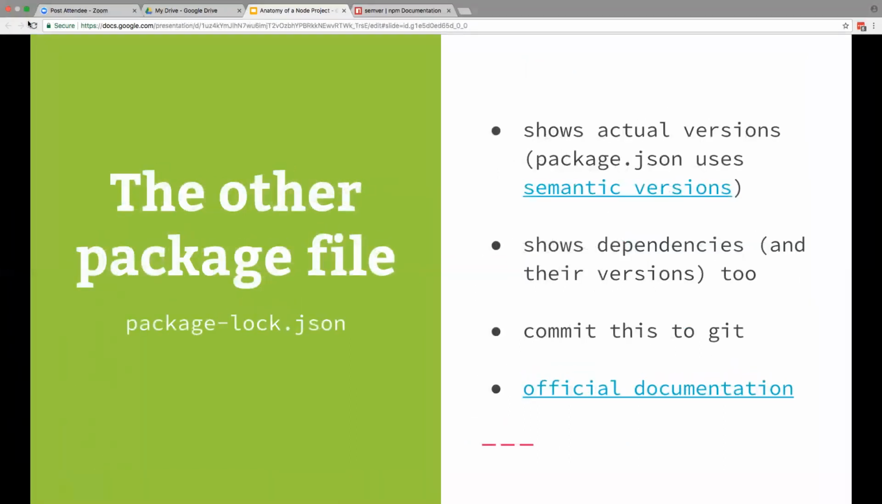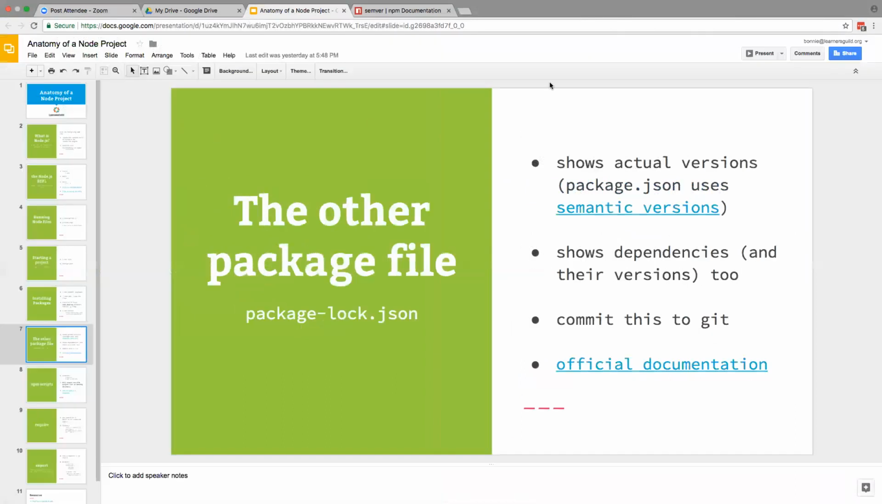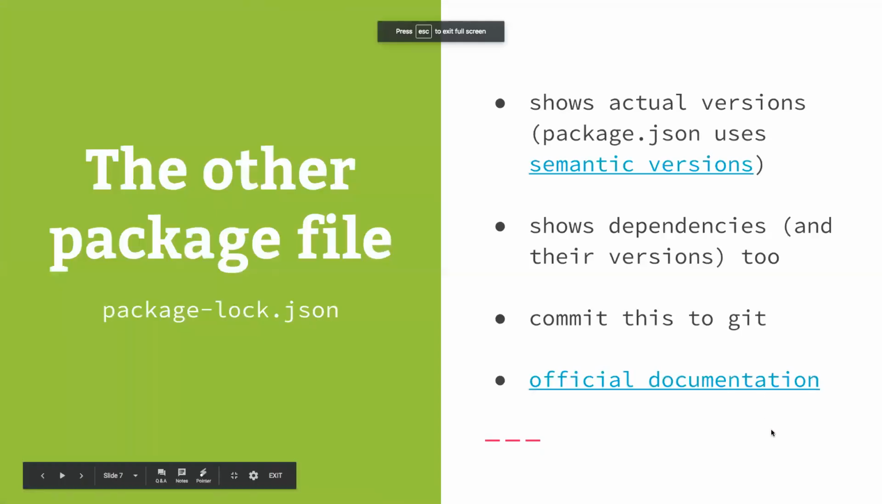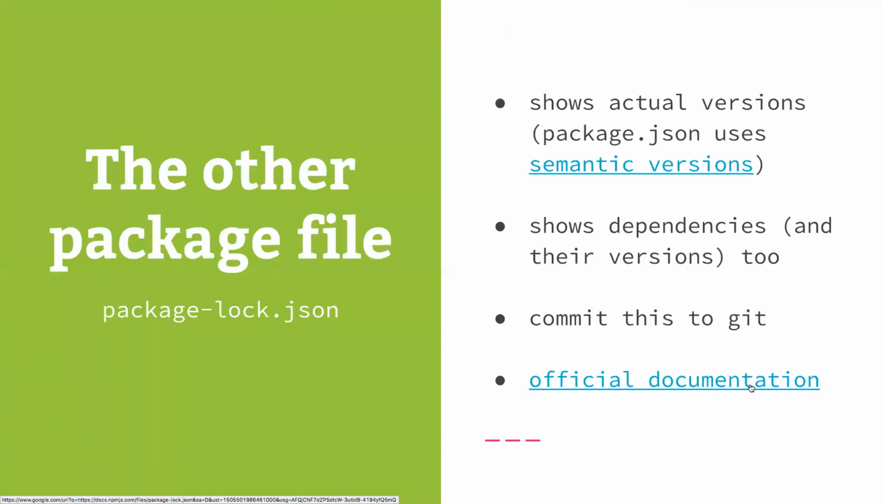So semantic versions are not right. Say that one more time. Never mind. The answer is right. Okay. All right. And so I've also given you a link to the package.json official documentation.